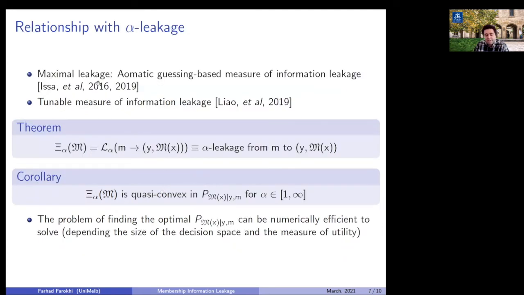Now, a very important part is to figure out where these measures of information sit with respect to the existing literature on information leakage. A very important measure of information leakage is the maximal leakage. It's a guessing-based, sorry, this should be axiomatic, a guessing-based measure of information leakage that lets the adversary guess the value of the private information, and you look at the probability of success of the adversary. And maximal here is because you look at every possible guess. You don't look at guessing a specific attribute.